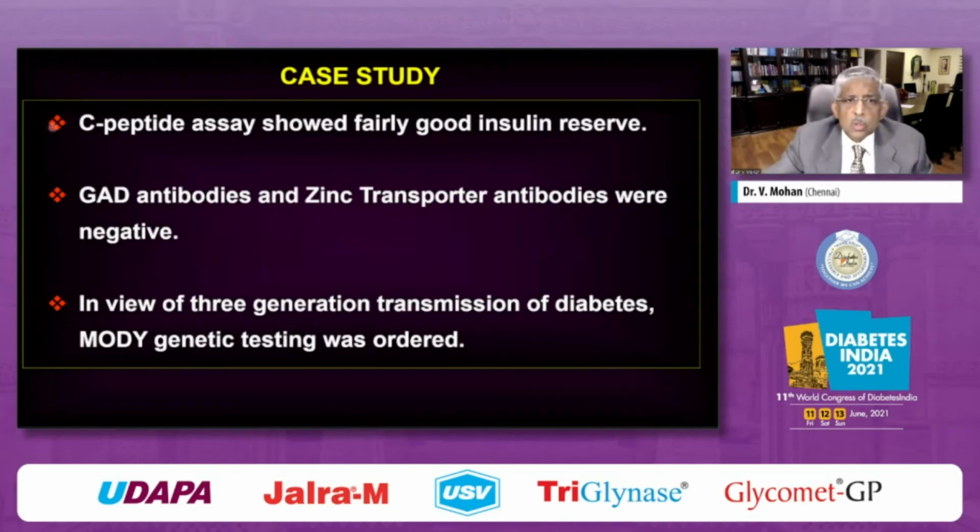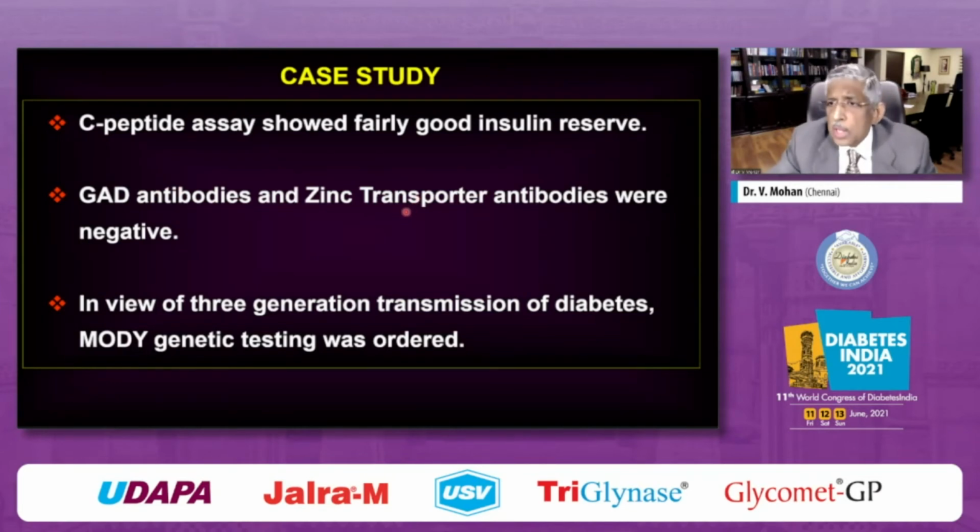Next step we did was to do a C-peptide assay, which showed a good insulin reserve, not like type 1. Then we did GAD antibodies, came positive. We did zinc transporter. By the way, we don't do much of IA2. It didn't work very well in our population. I heard a lot of things about IA2 in the previous talk. We have done IA2, but it doesn't work very well in our population. And I heard the same thing from All India Institute, Dr. Nikhil Tandon also.